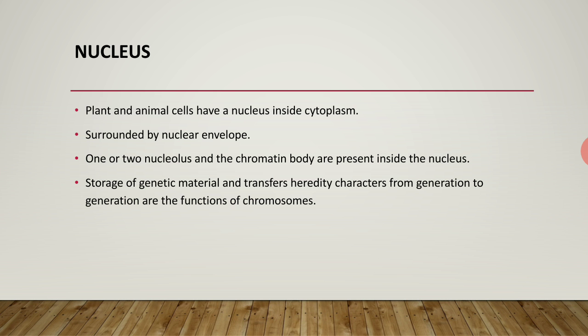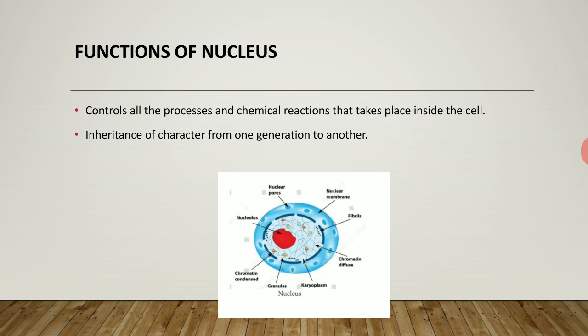And then what are the important functions? See, one thing, it controls all the processes and chemical reactions. Whatever takes place in the cell, whatever is happening, everything is controlled by the nucleus alone. And then inheritance of character. As I said before, the character is transmitted from one generation to the next generation because of this nucleus. So these are all the important functions of this nucleus, and this is the structure of a nucleus which possesses the nuclear membrane, fibrils, chromatin diffuse, and nuclear pores. So everything is found around this nucleus.